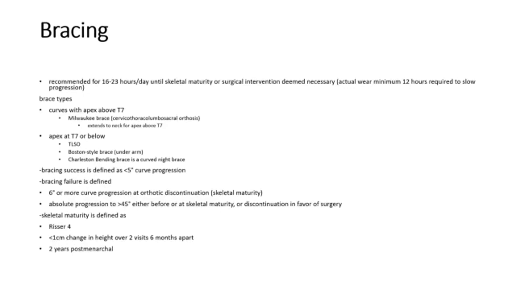Bracing success is defined as less than 5 degrees curve progression every visit, and bracing failure is defined as 6 degrees or more curve progression or orthotic discontinuation, and this is what usually happens. It can happen also with skeletal maturity, so you have to see where the skeletal maturity is to stop bracing. And usually they are used for curves that are less than 40 or 45 degrees, if they work in their hands.